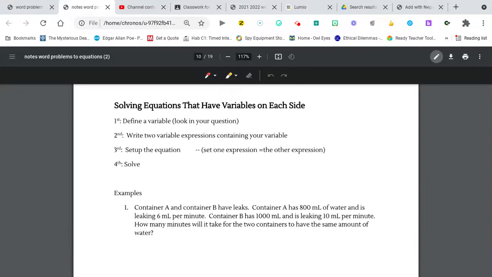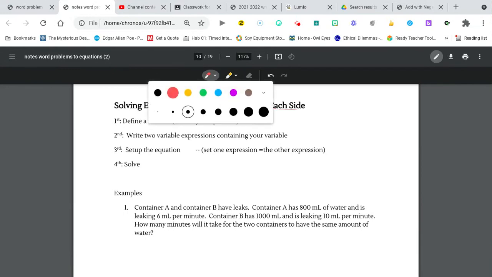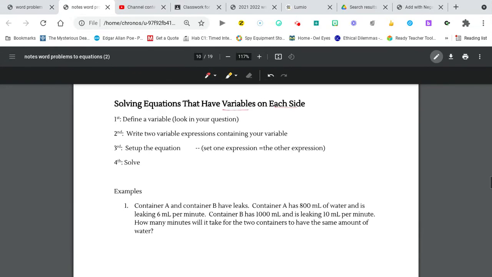All you're going to do is still set up two variable expressions, but instead of putting them on the same side and combining like terms, you're going to set one expression equal to the other expression. So they're going to be on different sides of the equation so that you do end up with variables on both sides. Not hard, I promise you.